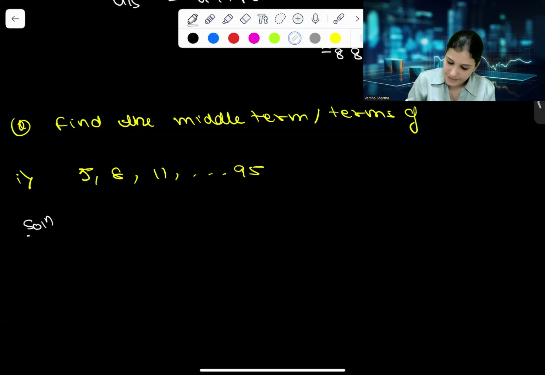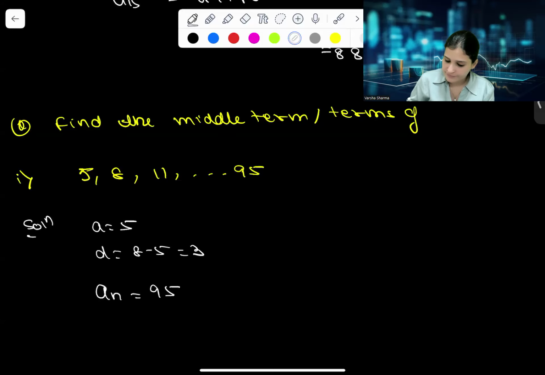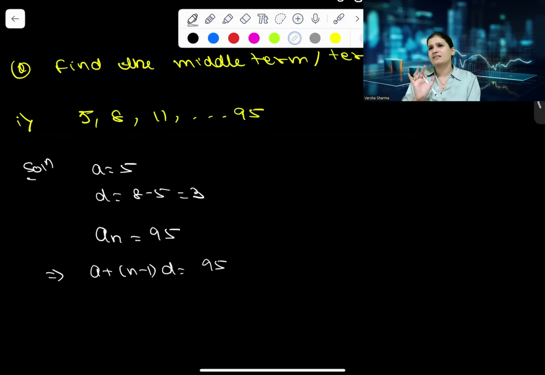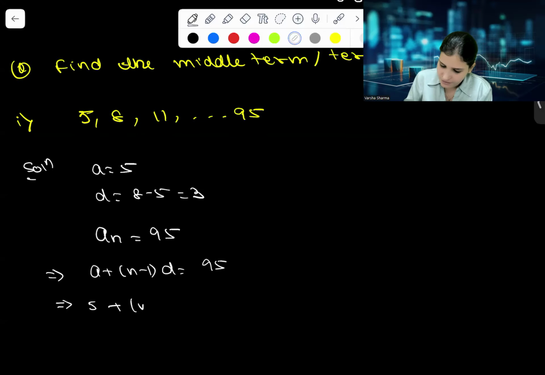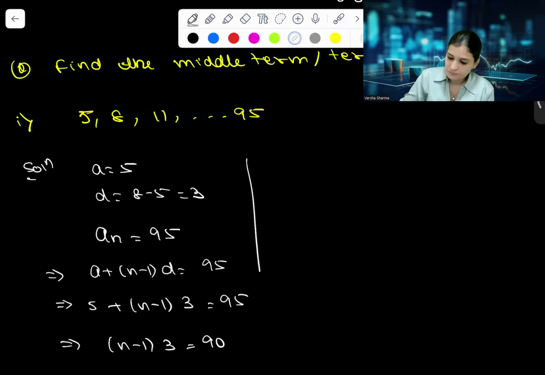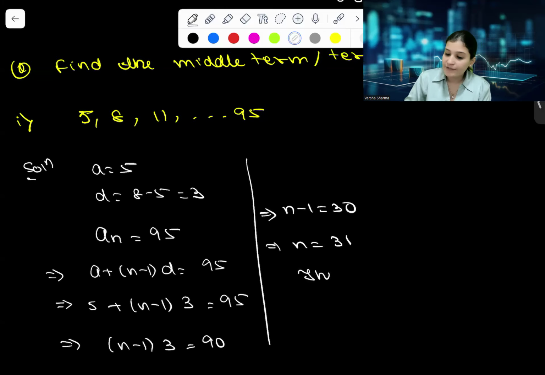A is 5. Common difference is 8 minus 5, which is 3. An is 95, so a plus (n minus 1)d is 95. Any random term you can take here; n is the number of terms. 5 plus (n minus 1) into 3 is 95. (n minus 1) into 3 is 90. n minus 1 is 30, so n will be 31. So there are 31 terms.